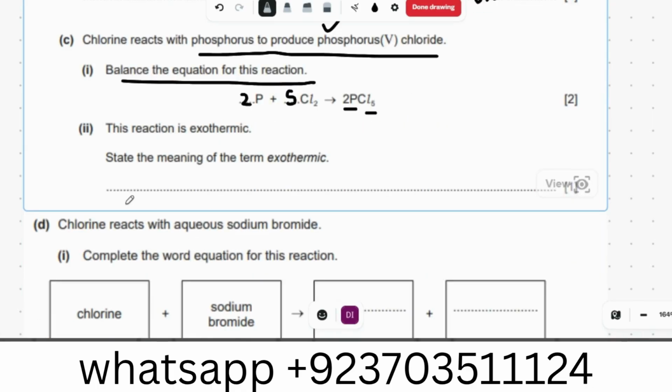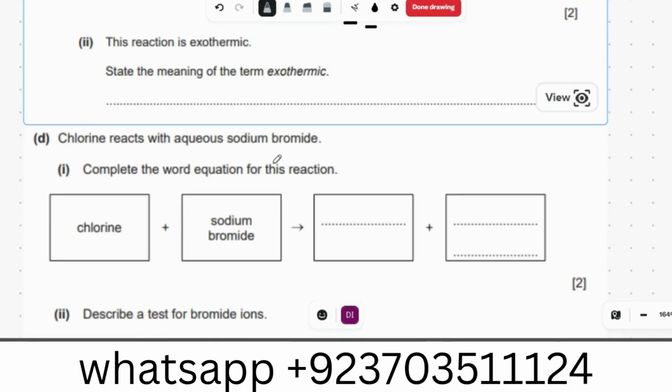Exothermic reaction, we have done a lot of times. Exothermic reaction is a reaction that releases thermal energy to the surroundings. Okay, that is quite simple.